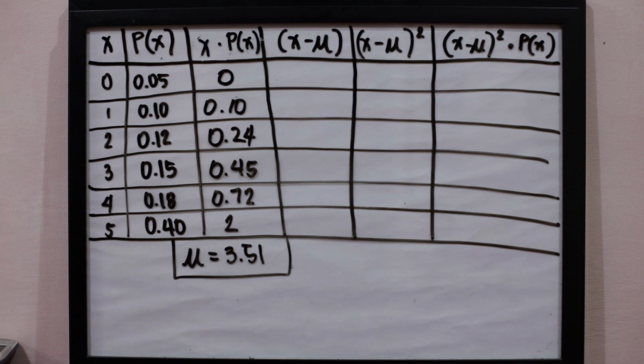Next, we will now get the variance. So, step-by-step process again. We construct a column for x minus the mean. Then you square that difference. And then, after squaring, you multiply it by the probability of x.